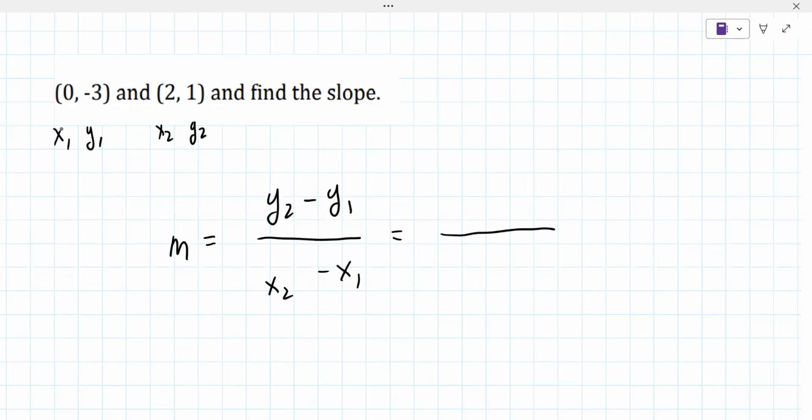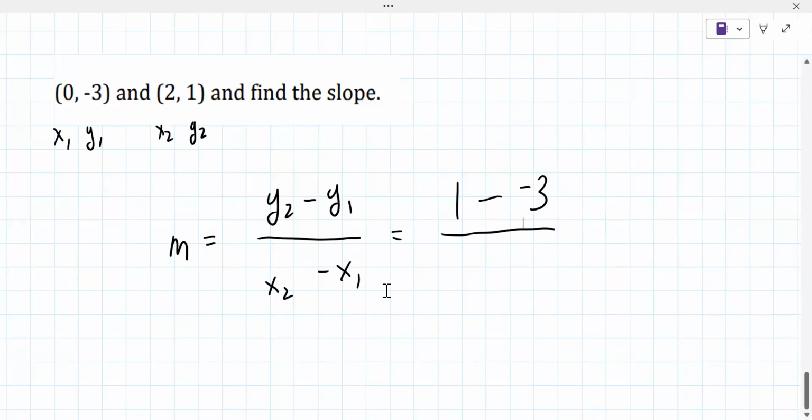All right, so what is y2? 1. Okay. Minus, what is y1? -3. So you got to be really careful here. You always show the minus. You always show the minus. If the number is negative after, you have 2 negatives. You always have this subtraction, but you might have a negative there. Is that clear? Yeah, that's the point of confusion.